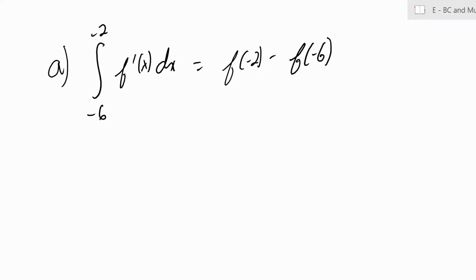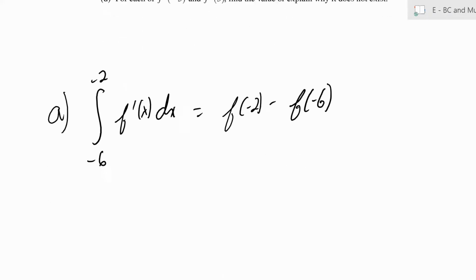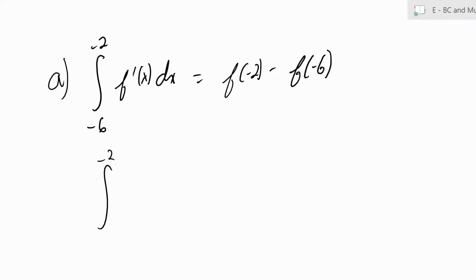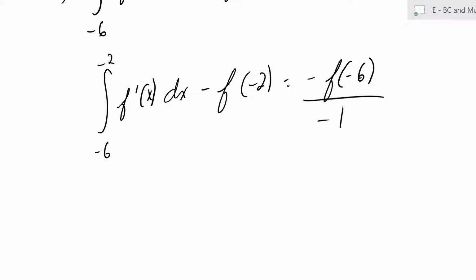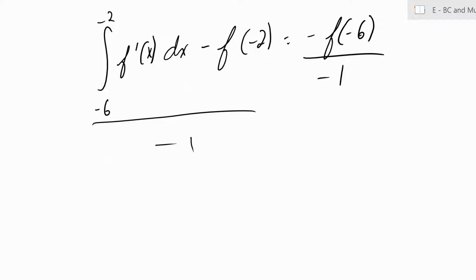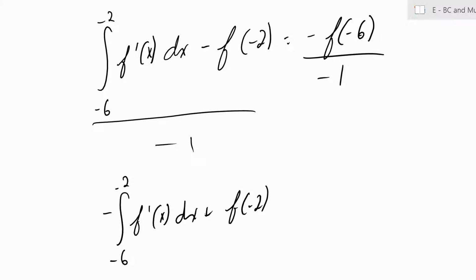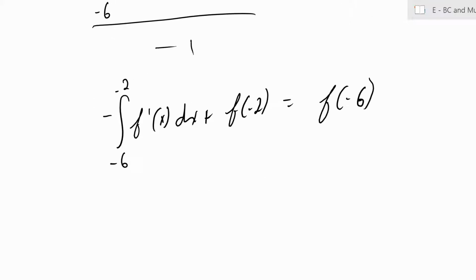We're solving for f of negative 6, so we bring the f of negative 2 onto the other side, equals negative f of negative 6, and we divide by negative 1 on both sides to get negative integral from negative 6 to negative 2 of f prime of x dx plus f of negative 2 equals f of negative 6.